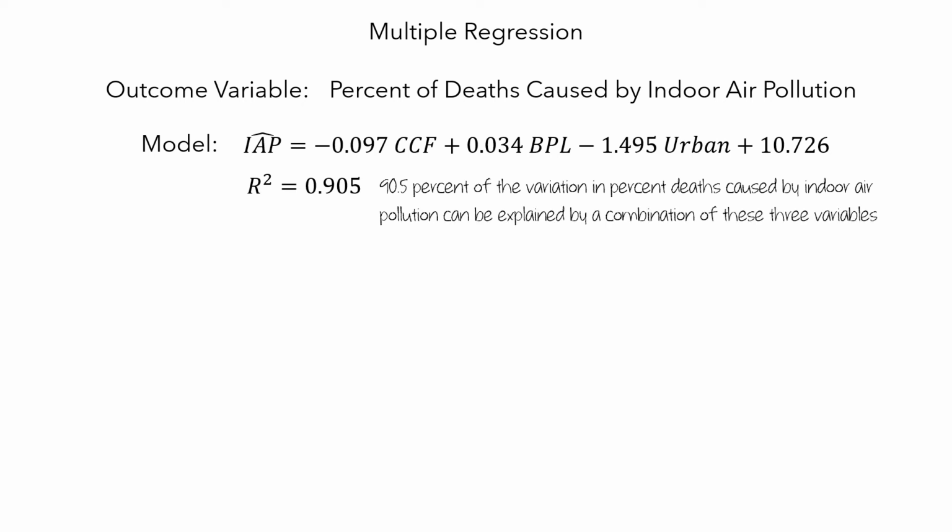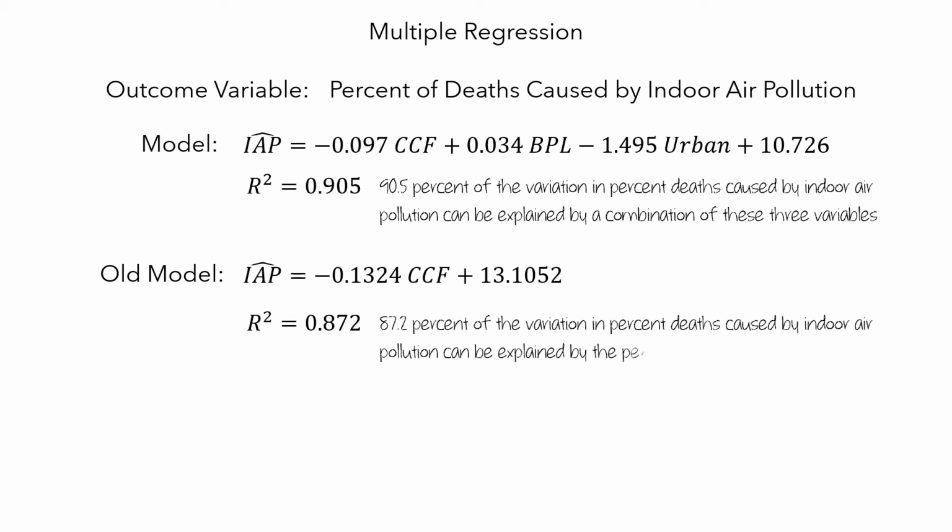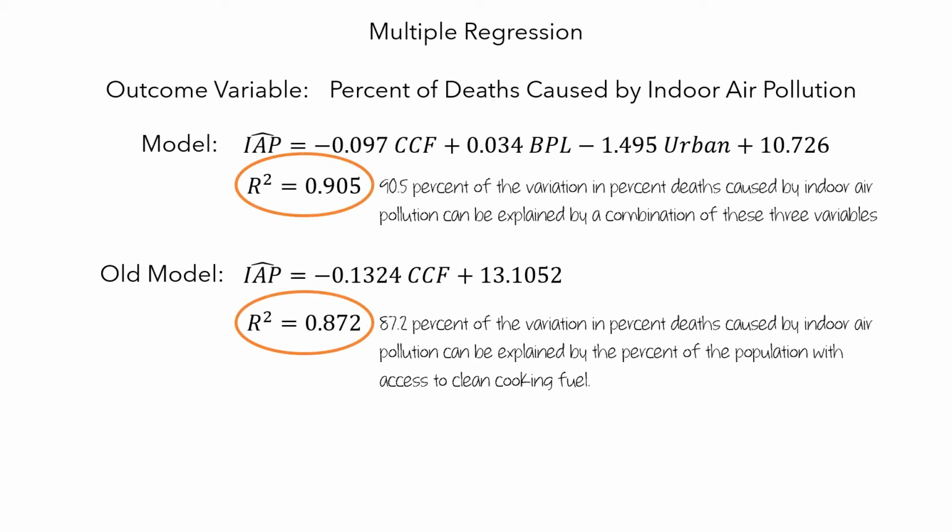Let's compare this to our old model, which had a coefficient of determination of 0.872. This meant that 87.2% of the variation in percent deaths caused by indoor air pollution can be explained by the percent of the population with access to clean cooking fuel. So incorporating these two additional variables into our model did improve the accuracy of our predictions, but this increase wasn't particularly dramatic.